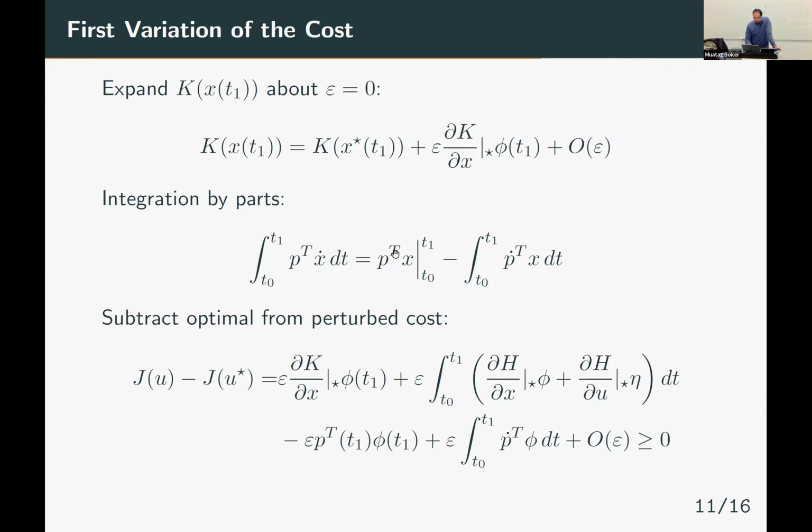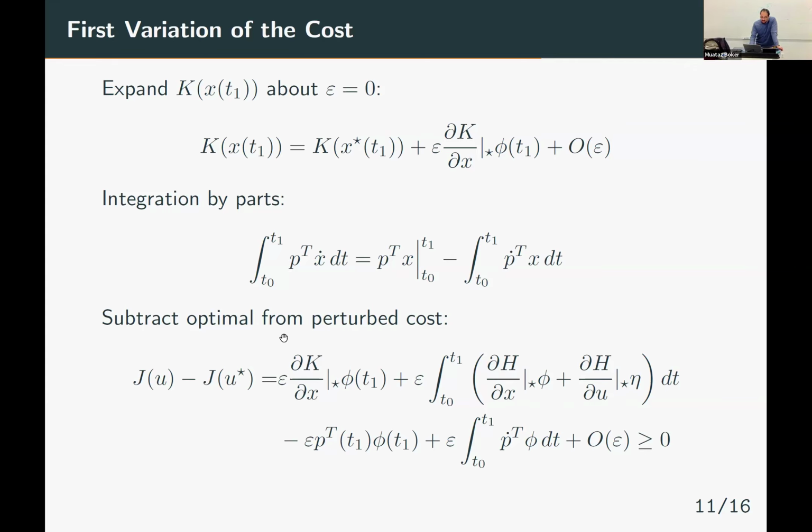p transpose x dot is equal to p transpose x from t naught to t1 minus the integration from t naught to t1 of p dot transpose x with respect to t. So like a simple, straightforward integration by parts, you'll arrive at this point. Okay, so I'm going to skip a couple of steps here, just because I don't want to spend much time on mathematical derivation. But anyone who's struggling to see the next steps, let me know, okay?